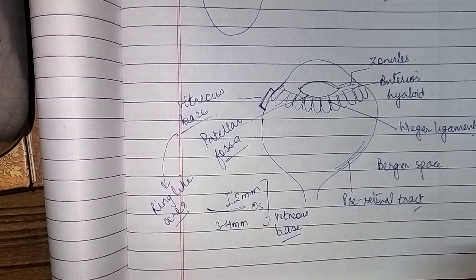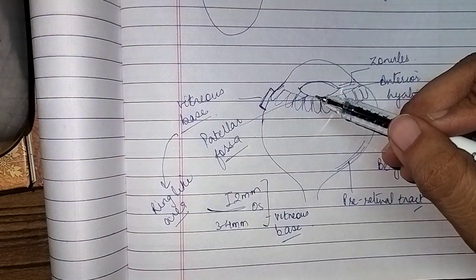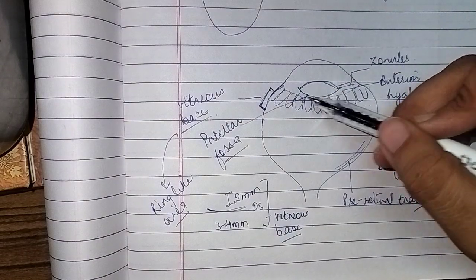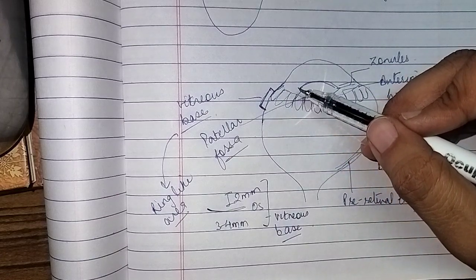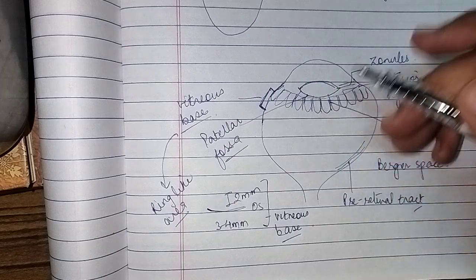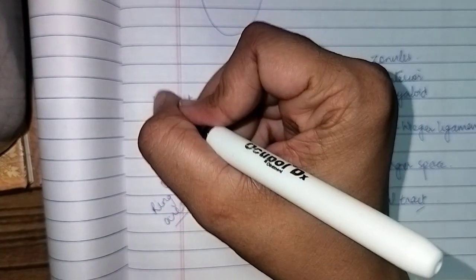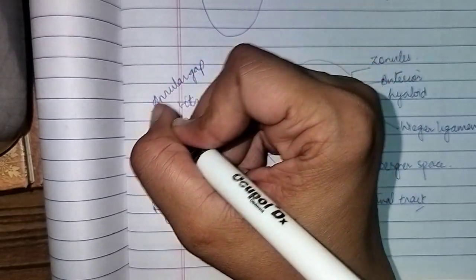And how does it attach? Via the adhesion molecules fibronectin and laminin. Okay. One more thing: there is no basement membrane between the vitreous base and the lens. So this is the vitreous base and the lens, and there is no basement membrane. So there is an area which is called the annular gap.